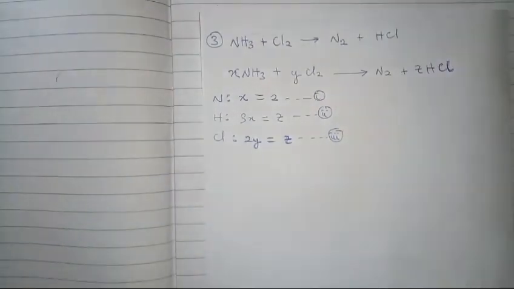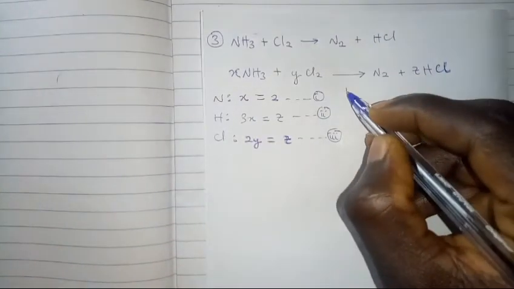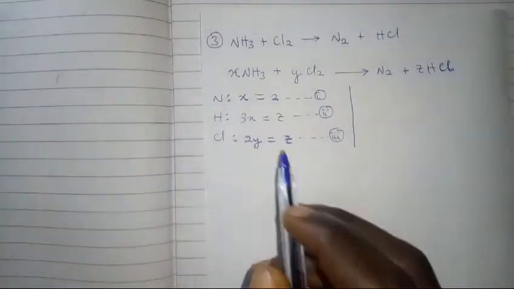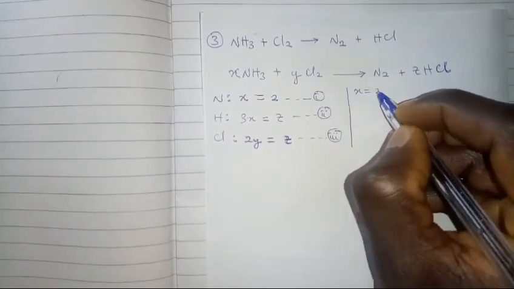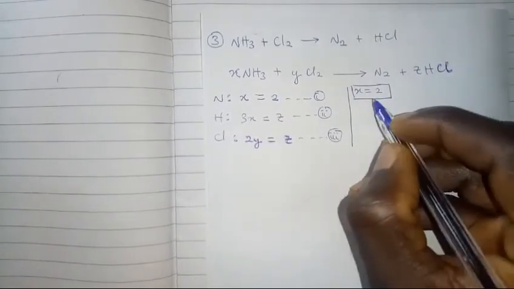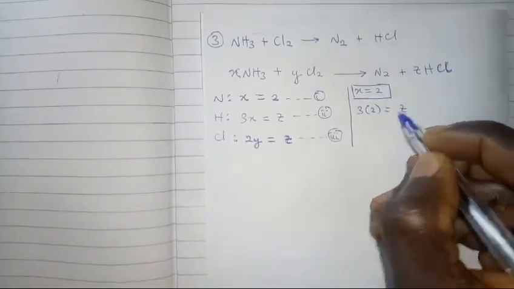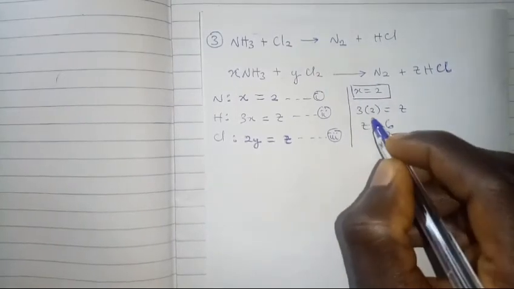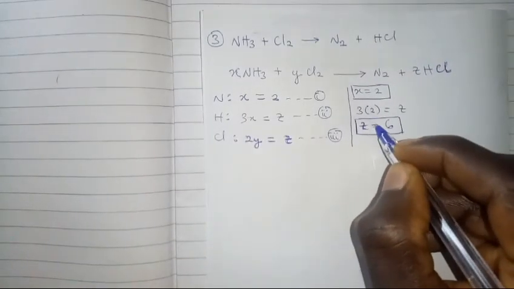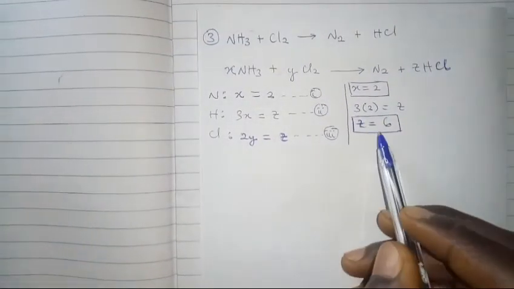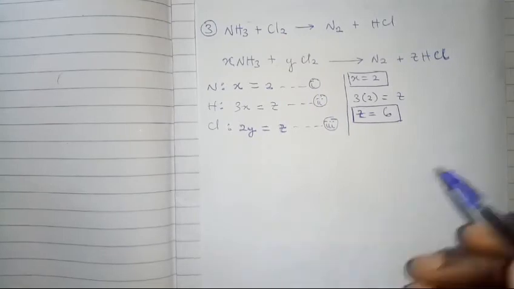But it turns out that we already know what our X is. Our X is equal to 2 from equation 1. So you are going to substitute that X equal to 2 in equation 2 to see what your Z is going to be. Substituting into equation 2, that's going to be 3 multiplied by 2 is equal to Z, and therefore Z is equal to 6. So we already know what our Z is now. Our Z is equal to 6. And then lastly, we're substituting this Z equal to 6 into equation 3 to know what our Y is going to be.